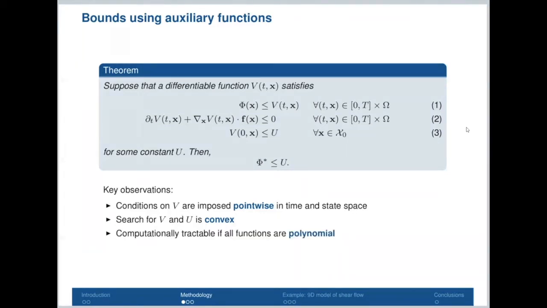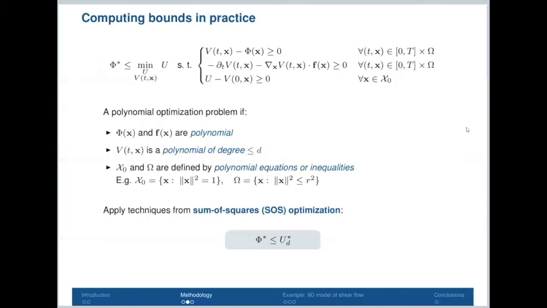And it turns out that in many cases, if all these functions that appear in these conditions are polynomial, then this problem is actually computationally tractable. So we can optimize these auxiliary functions numerically. So just a few words on how to do this. We have our optimization problem for the auxiliary function and for the bound. And let me assume that the observable phi and the right-hand side of the differential equation are polynomial functions. Now, you might think that this is a restriction, but if you look at reduced order models of the Navier-Stokes equation, so discretizations of the Navier-Stokes equation, this is true, in most cases at least.